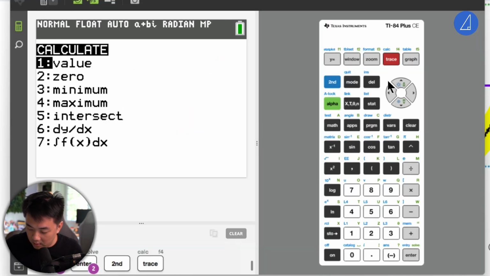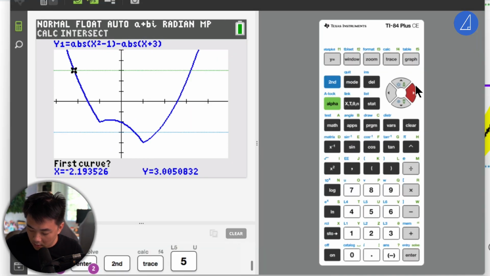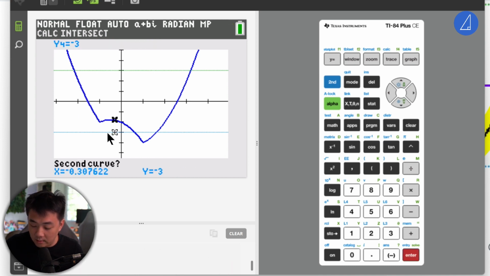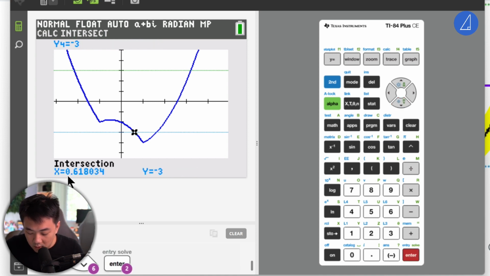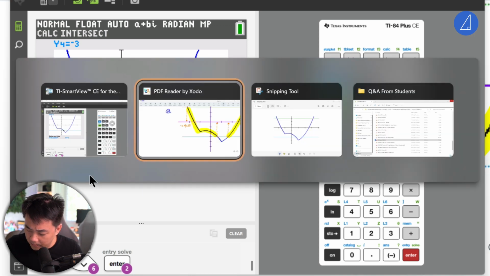Okay, then the next one, we try and find the intersection here. So second, calculate, intersect again, go to the other side, then press enter. You select the blue line just by scrolling up and down. Scrolling down, press enter. That'll be negative 0.618.